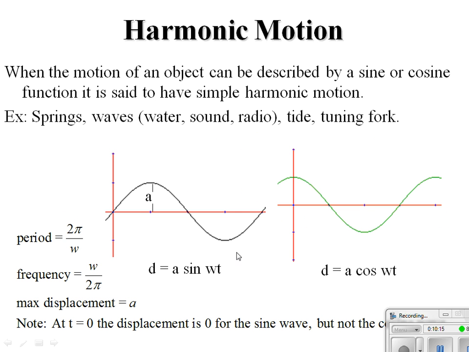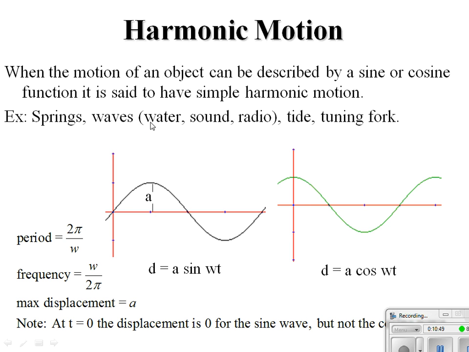Okay, harmonic motion. Well, anytime you have an object that is going up and down and up and down, we can describe it with either a sine wave or a cosine wave, and we say it has simple harmonic motion. So some examples you'll see would be you put a weight on the bottom of a spring, and then you pull that weight down and let it go. And the spring is going to bounce that weight up and down. As time passes, its displacement is going up and then down and then up and then down. So that can be represented with either a sine wave or a cosine wave.